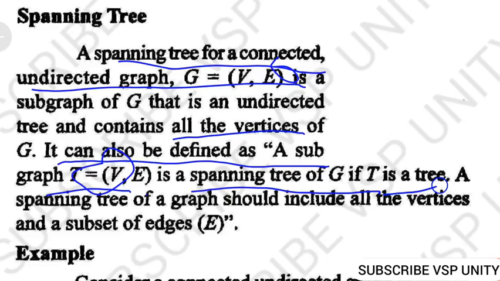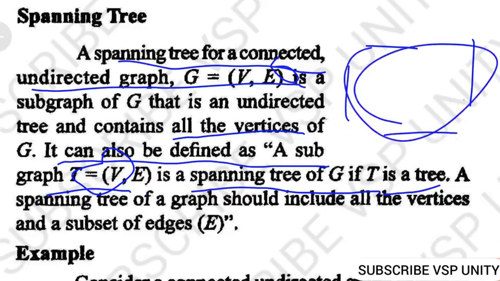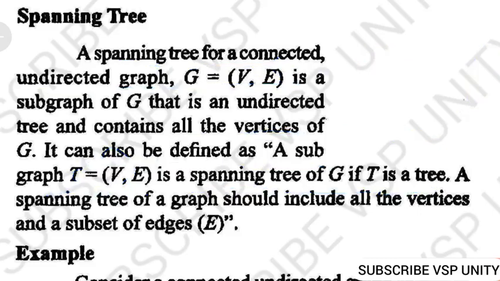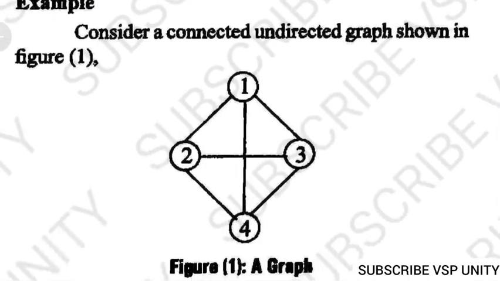A spanning tree of a graph should include all the vertices and a subset of the edges. It should not contain all the edges, because if it contains all the edges, then it will form a cycle. It can contain a subset of the edges. By the theory you will understand a few things, but when we go for an example, it will be more clear to you. Now I'll close this and we'll go for the example.